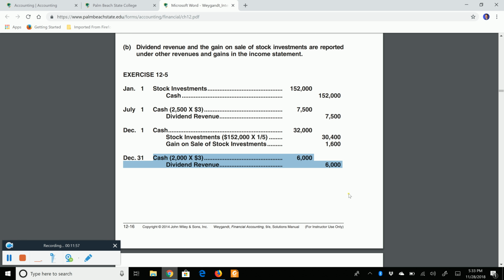Now we're going to take a look at exercise 12-8. And in 12-8, you can see we have two independent situations. And let me be upfront with you.